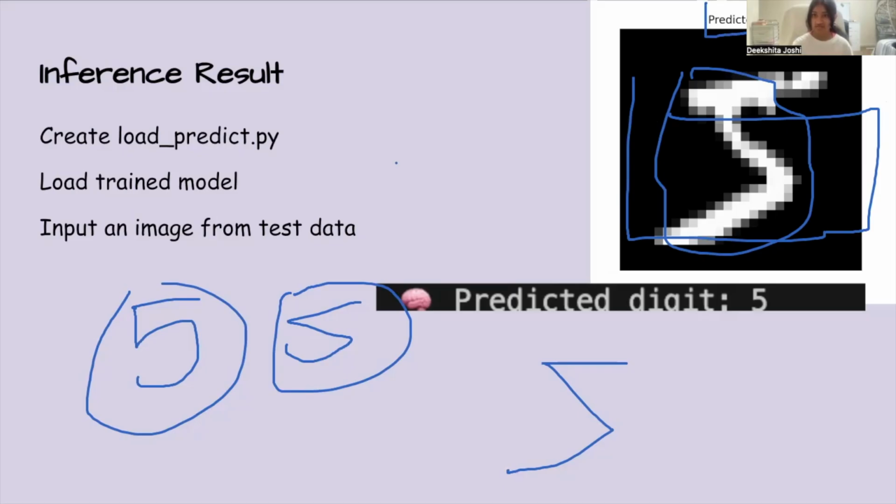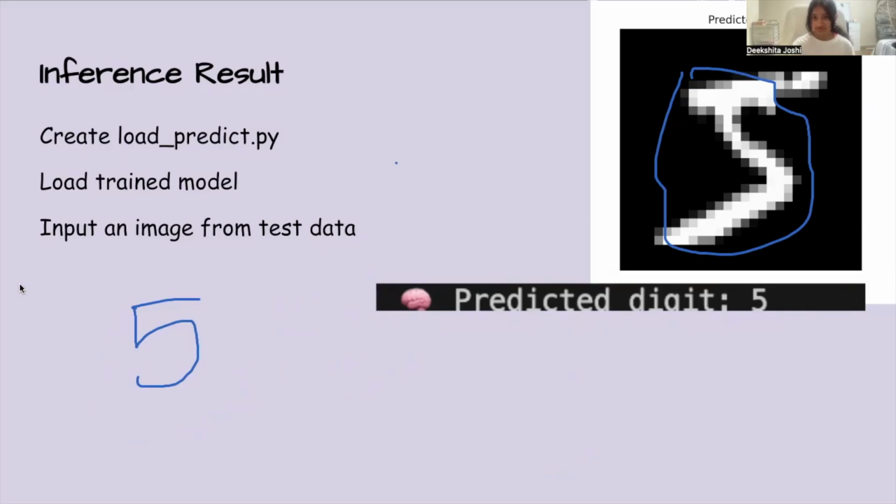This is the image it gave after I trained it and it detected it was a 5, like it says predicted 5 over there. And this is how it looked in the code: predicted digit 5. So I find it very cool to see how the AI can actually do all of this and lead to the final result.